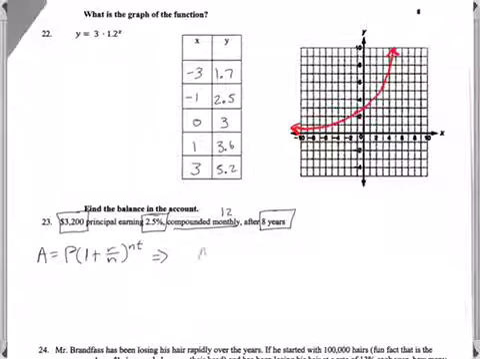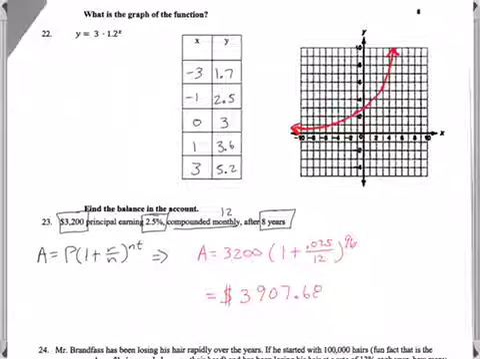So we've got our principal is 3,200 times 1 plus the rate, which is 0.025, over 12, raised to the 12 times 8 power. Well, keep in mind 12 times 8 is just 96. And so you can put this in your calculator, and it's going to tell you that after 8 years, you've got $3,907.68.